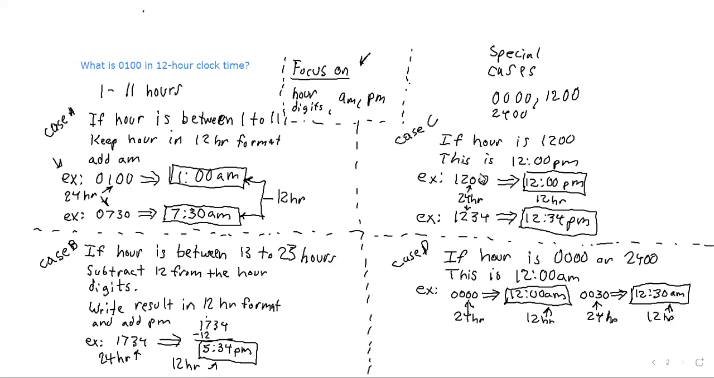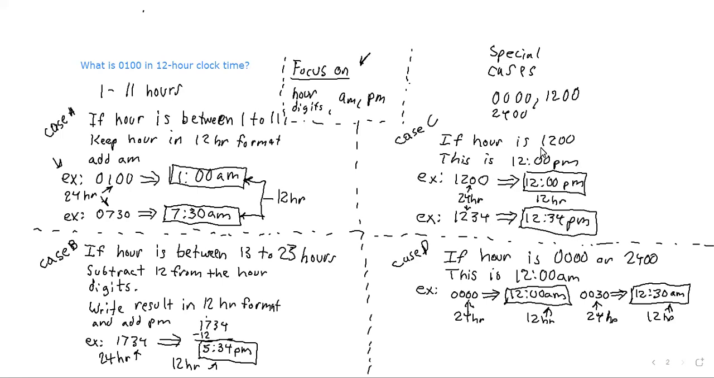Let's take a look at two examples. In the first example, we have 1200 hours in military format, and we just add the PM and make that 12 PM. If we have 1234 hours, again, we just put it in 12-hour format and add the PM. So we have 12:34 PM.